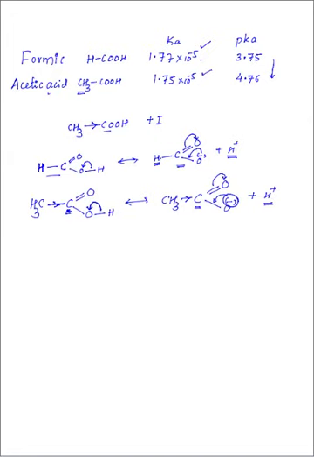That means if the electron releasing groups are present, the acidity of carboxylic acid decreases. Or the groups which show positive inductive effect decrease the acidity of carboxylic acids.